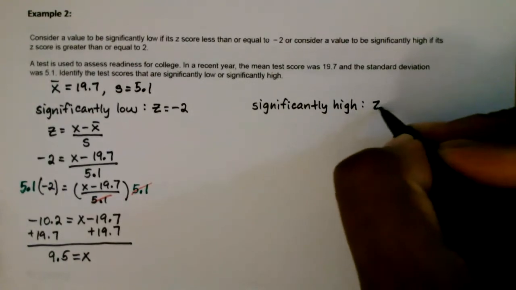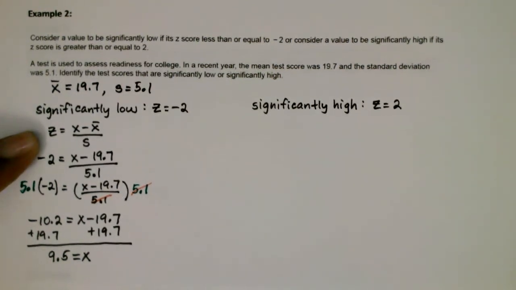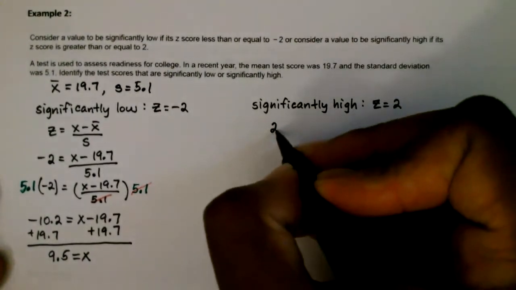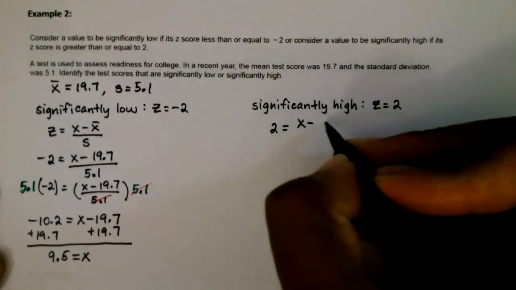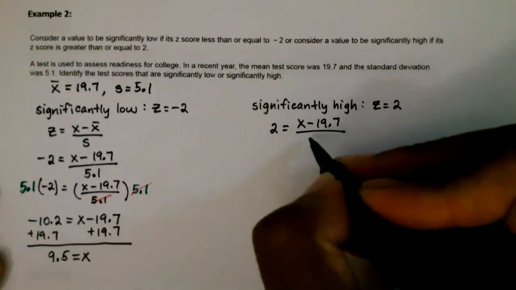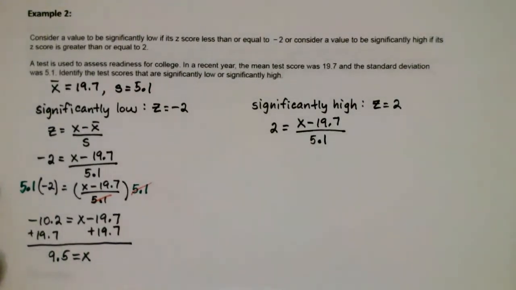That would mean that z has to be equal to 2 or greater than 2. So here I'm still going to use z equal to x minus x bar divided by s. But this time the z is going to be 2, and that's equal to x minus x bar, which is 19.7, divided by s, which is 5.1. Then I'm going to solve this equation the same way.